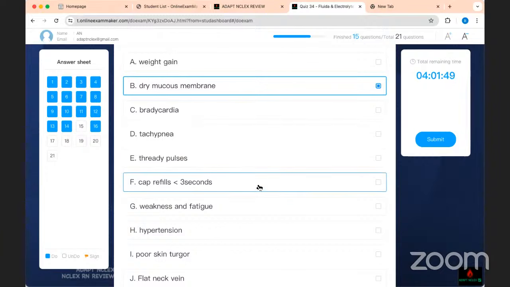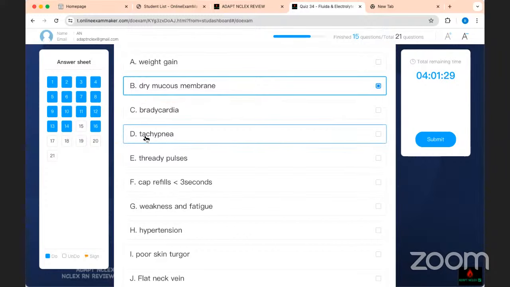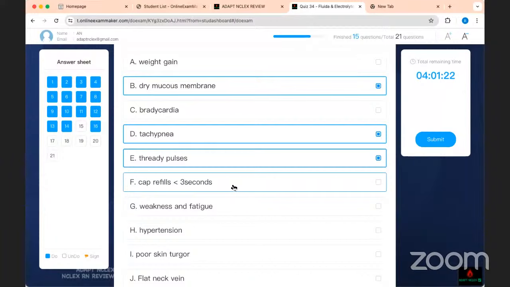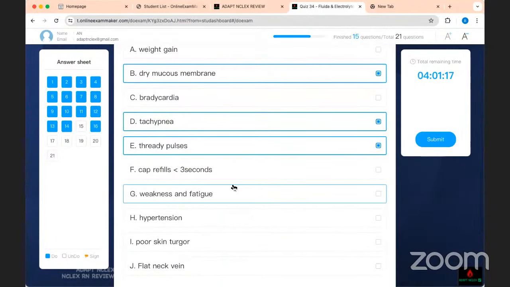What is going to happen with your heart rate? Are you going to have bradycardia or tachycardia? Your heart rate is going to go up. It's not going to go down. You're going to be tachypneic, right? What is going to happen to your pulse? Your pulse is going to be thready. So this is all application, okay?